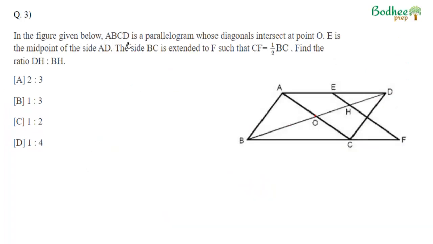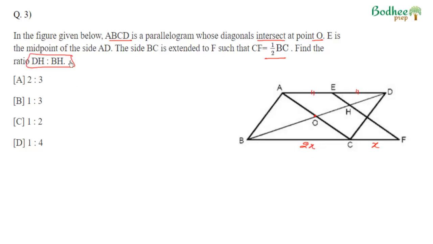Here it says that in the figure, ABCD is a parallelogram whose diagonals intersect at point O. Everything is given in the figure and E is the midpoint of side AD. So these two lengths will be equal, correct? Now the side BC is extended to F such that CF is half of BC. So let me assume that CF is X, so BC would be 2X. And we need to find this ratio.